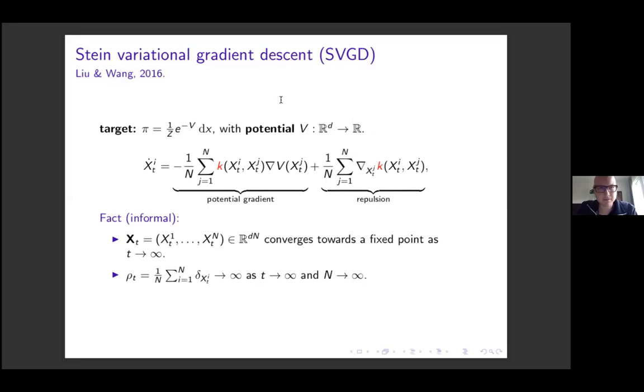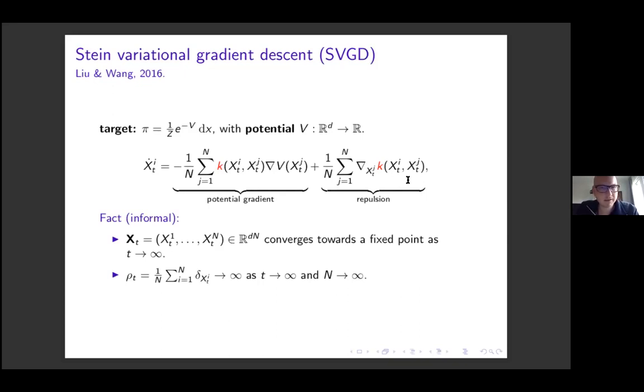And then Liu and Wang proposed an ODE of this form. Don't worry for the moment about the k. The k is some sort of interaction. So the xi are the particles, and then there is an interaction kernel. And there are two different terms. One is related to the potential gradient. This goes down the valley, so to regions of higher probability mass. And then there's also a repulsion term, because if it wasn't there, then all the particles would end up in the same spot.